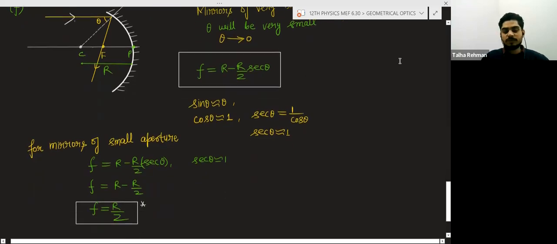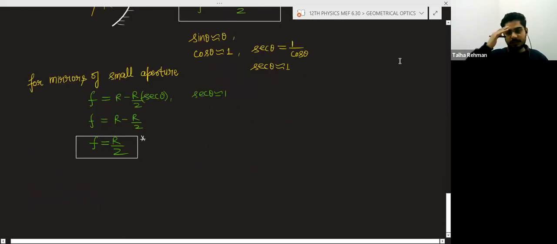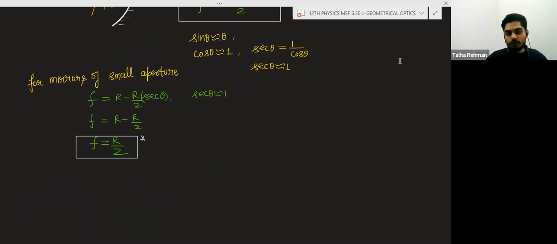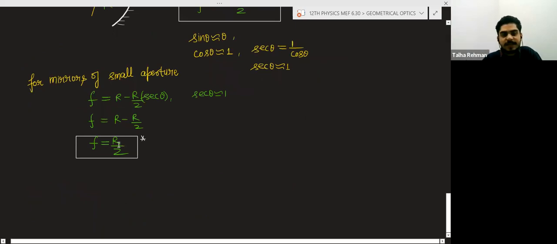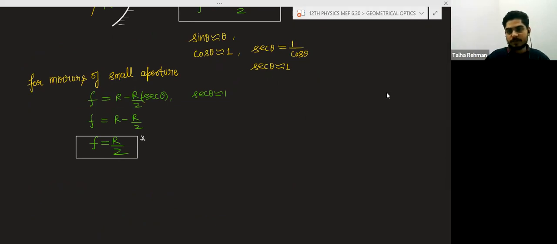Okay, now take this screenshot. Then we will discuss the image formation. Now you know what is focal length. Focal length is basically half of the radius of curvature for mirrors of small aperture. So, image formation for the concave mirror.